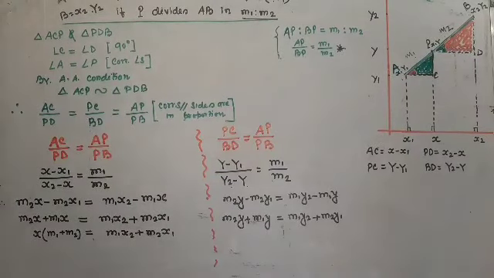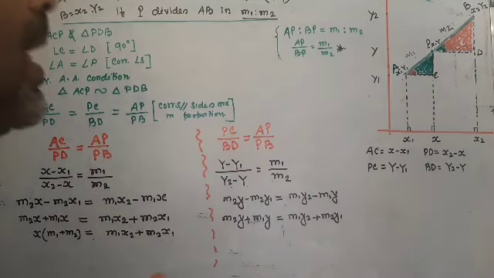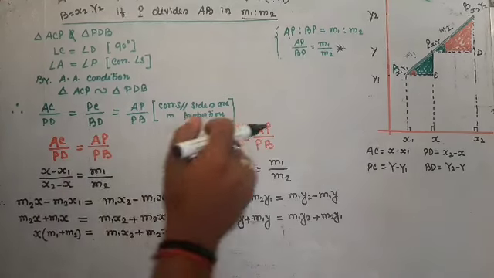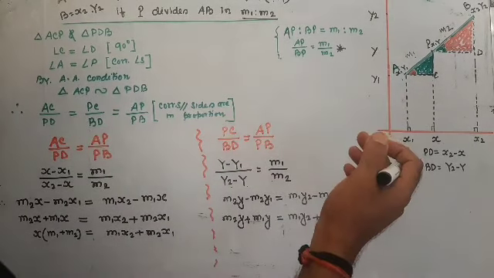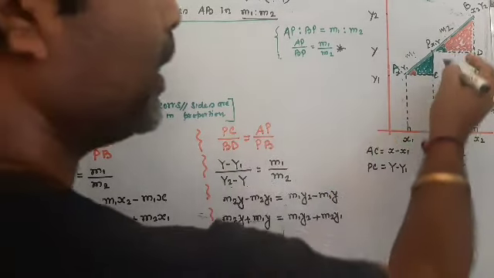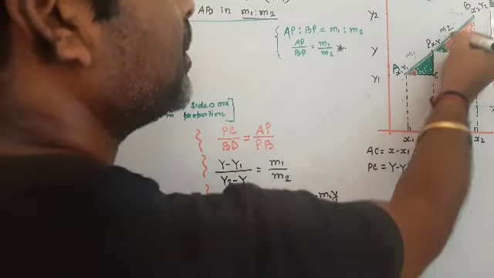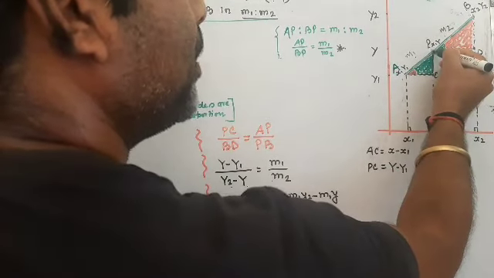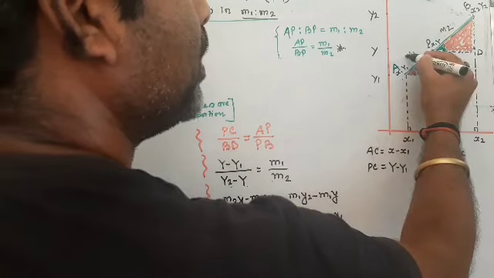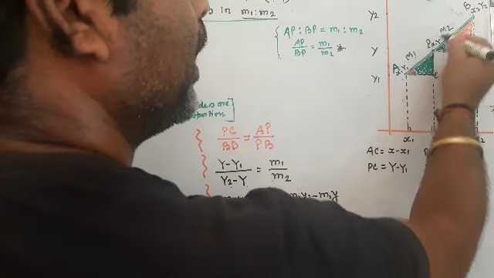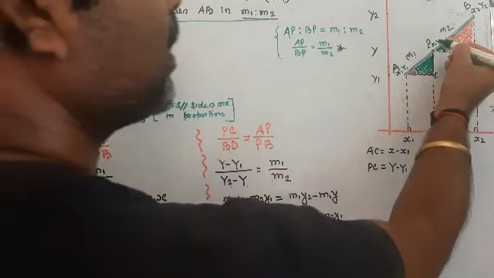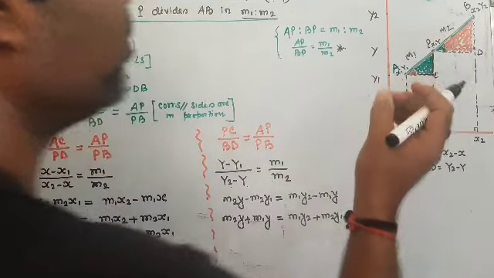So today we start section formula. In section formula, the question is like this: find the coordinate of P if P divides the line AB in M1 is to M2 ratio. So here AB is the line and P divides this line in M1 and M2 ratio. Then what are the coordinates of P?